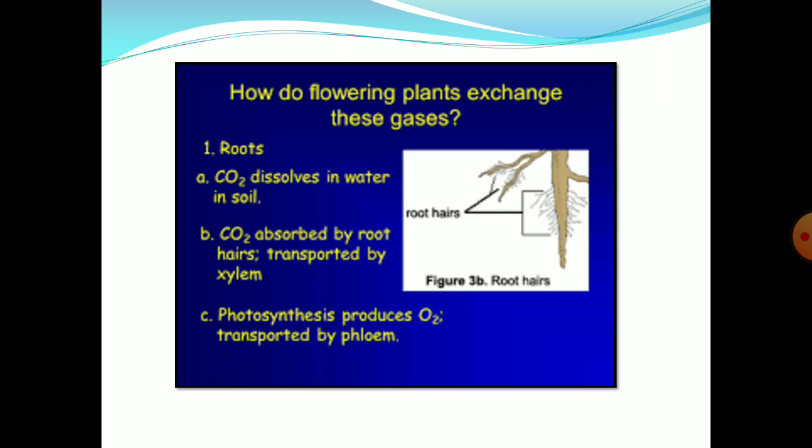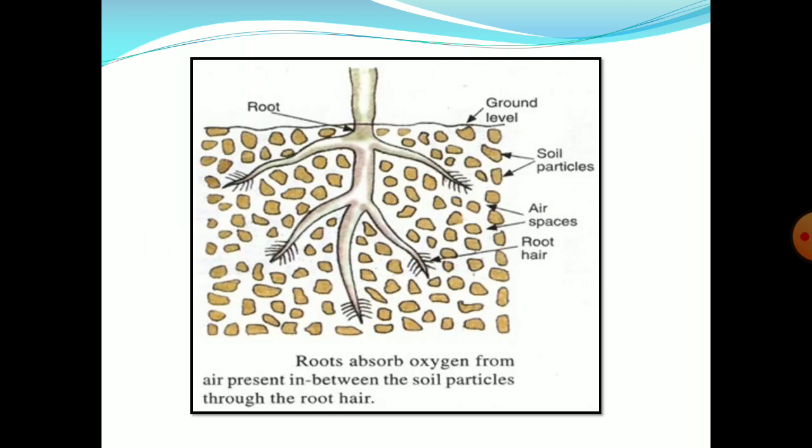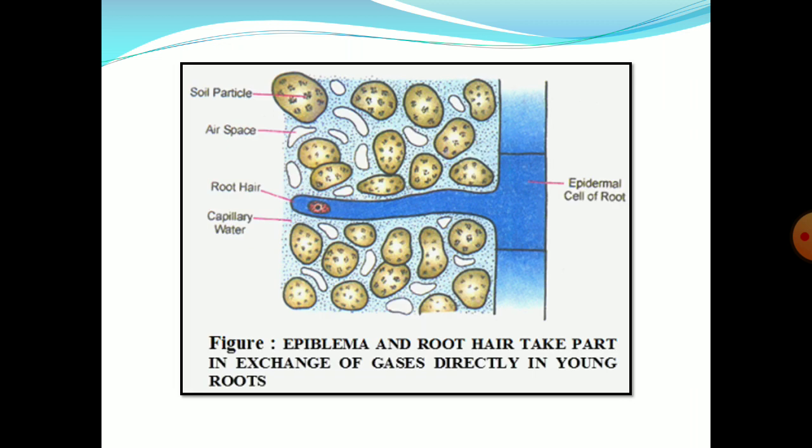In woody plants, the bark has lenticels for gaseous exchange. In the slide, it is shown how exchange of gases takes place. In this figure, it is also shown that soil particles have air spaces and root hairs to absorb oxygen. This figure also makes clear how root absorbs oxygen from the air present in between the soil particles through the root hairs. This is again the same to illustrate that the outer layer of root hair is called epiblema, which helps in exchange of gases.